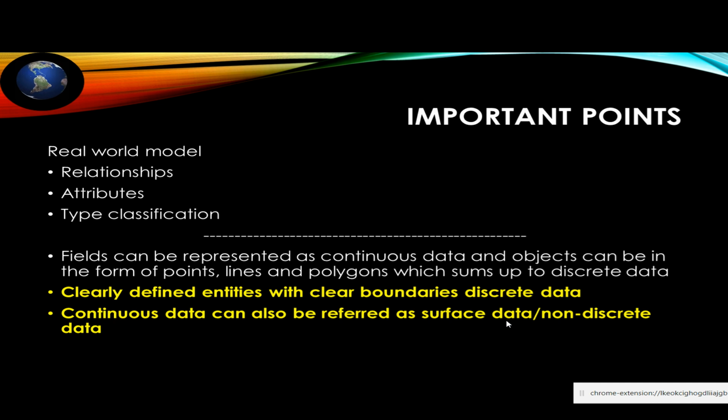So fields, these are the important points for your assignment problems. Fields can be represented as a discrete data set or continuous data set. There are two kinds of data sets also. Field means an area, can be represented as continuous data sets. An object means a particular item I am talking about, a particular entity. So object can be in the form of points, lines, or polygons.